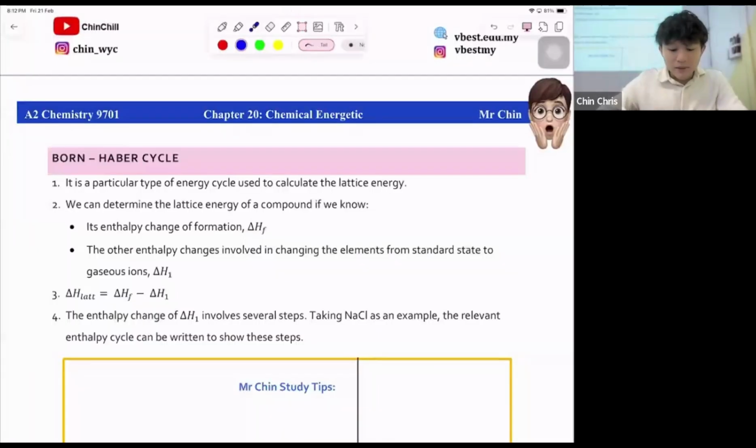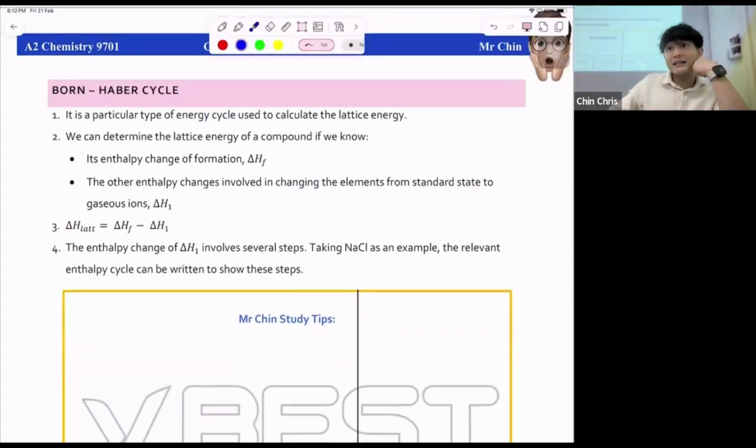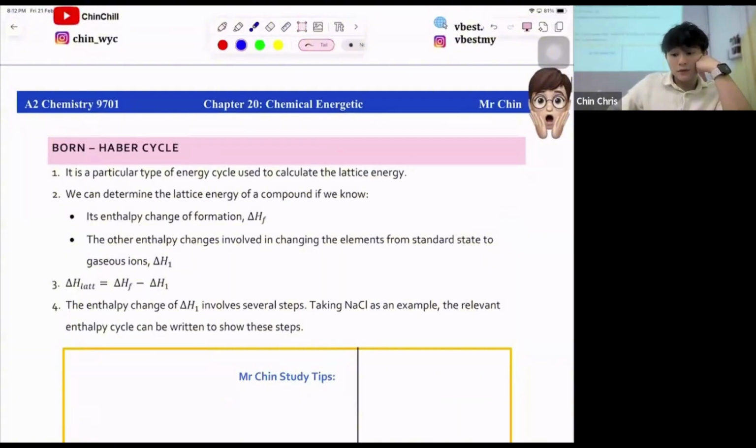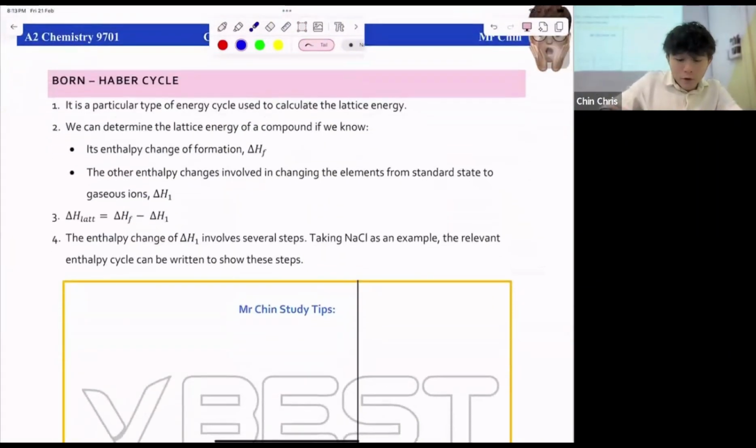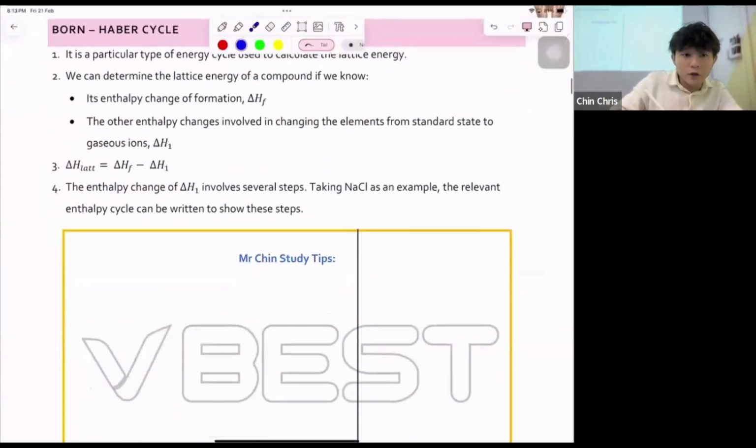Born-Haber cycle, guys. A Born-Haber cycle is basically a type of energy cycle used to calculate your lattice energy. Chapter 20. All right, guys, for your Born-Haber diagram, I want you to put this down. Whenever you are drawing an exothermic process, any reaction that's exothermic, the arrow always goes down.